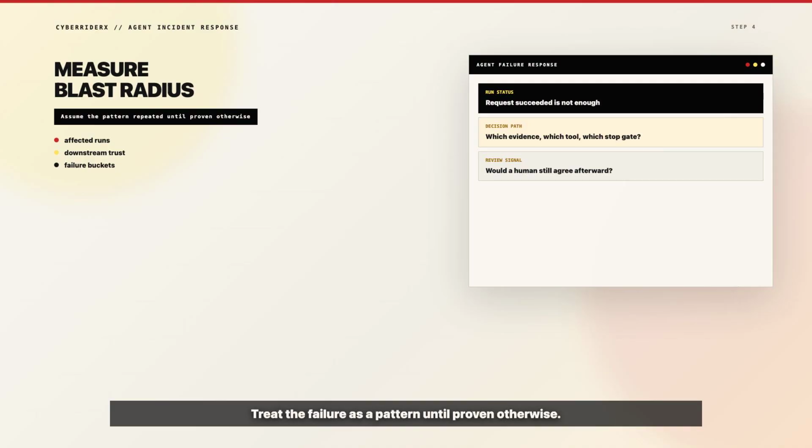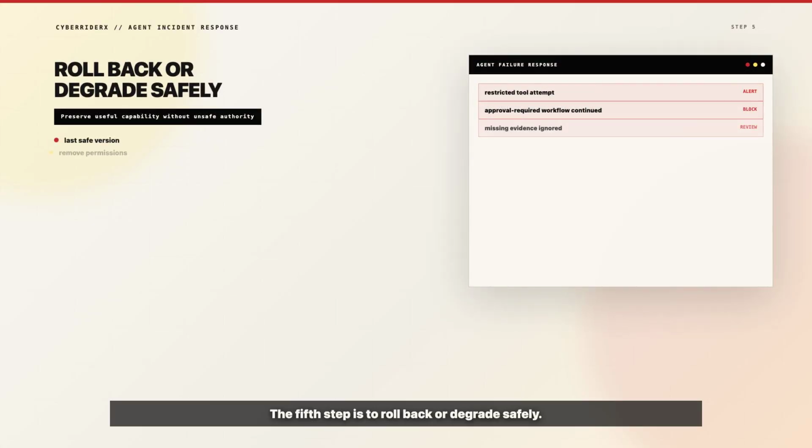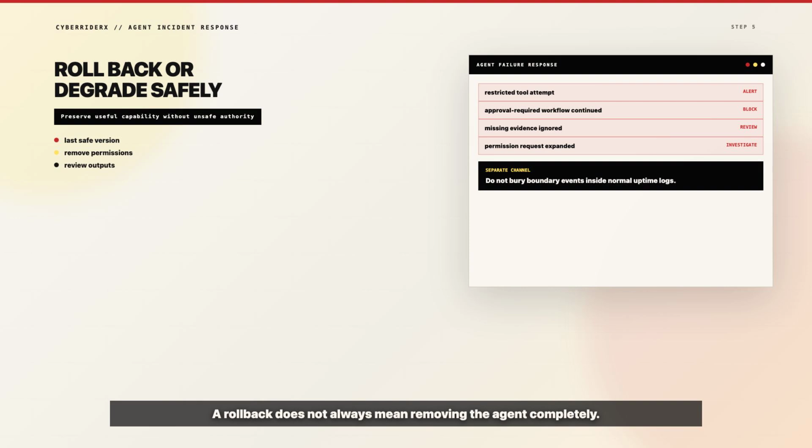Treat the failure as a pattern until proven otherwise. The fifth step is to roll back or degrade safely. Rollback does not always mean removing the agent completely. Sometimes it means reverting a prompt version. Sometimes it means disabling one tool. Sometimes it means forcing human approval. Sometimes it means switching the agent from action mode to recommendation mode.